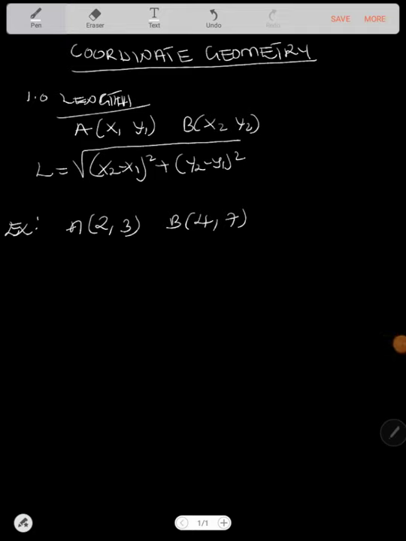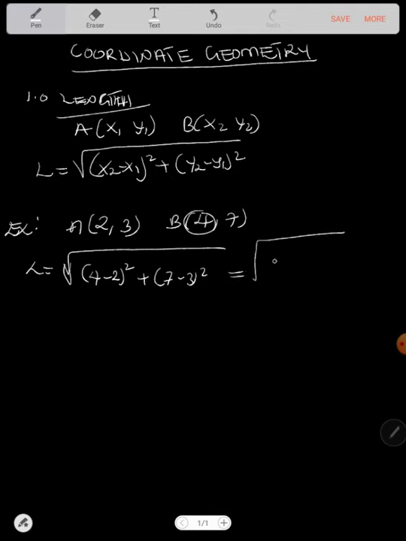If you look at this example, how can you find the length between A and B? So the length is equal to the square root of (x2, which is 4, minus x1, which is 2) squared, plus (y2, which is 7, minus 3) squared. So 4 minus 2 is 2 squared, plus 7 minus 3 is 4 squared. So this will give you 4 plus 16. Then the length will be equal to the square root of 20.